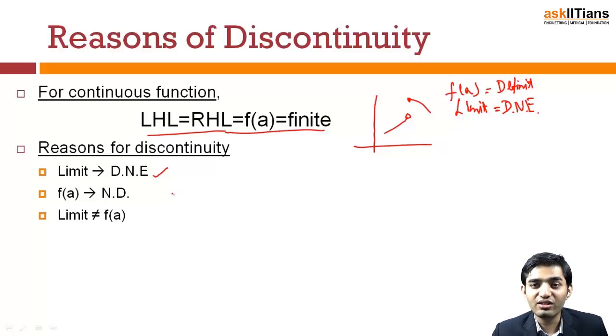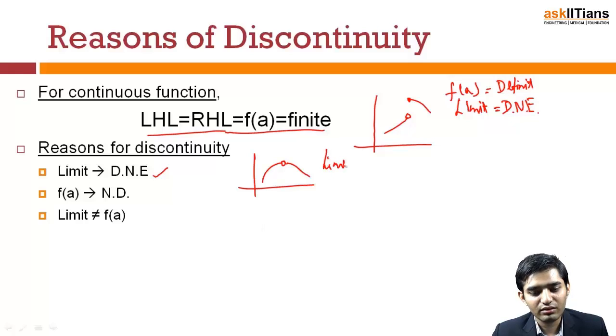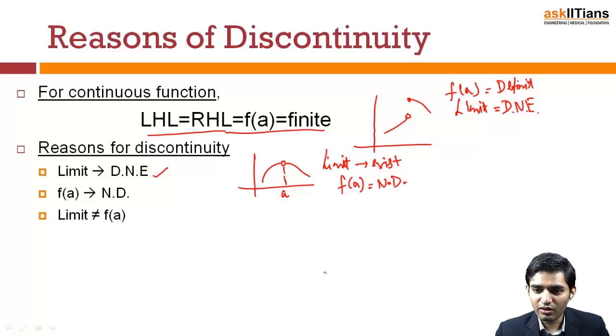The second reason is that the function is not defined. The limit exists but the function is not defined. An example could be like this. Suppose the graph is like this. In this case the limit exists, but the function is not defined at this particular point a. f(a) is not defined. So the limit exists but the function is not defined. The first case was that the function is defined but the limit does not exist.